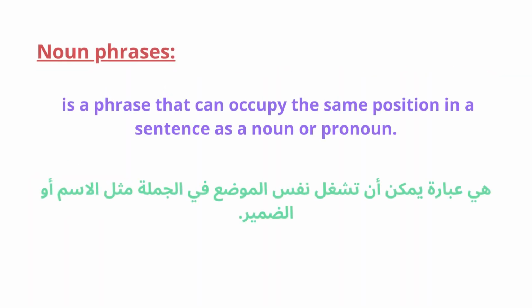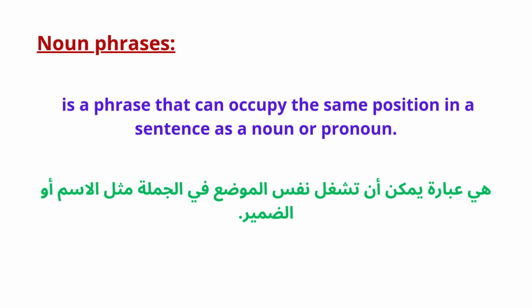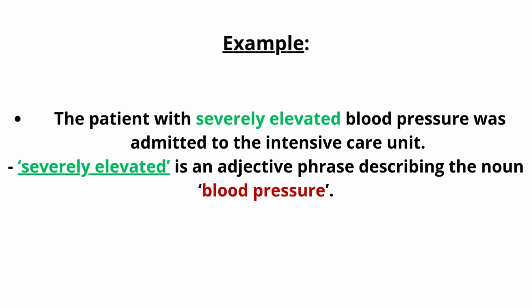So let's see the third one, which is noun phrases. A noun phrase is a phrase that can occupy the same position in a sentence as a noun or pronoun. It's quite simple. Let's see some examples to make it more clear. The patient with severely elevated blood pressure was admitted to the intensive care unit. Severely elevated is an adjective phrase describing the noun blood pressure. Severely elevated, blood pressure.